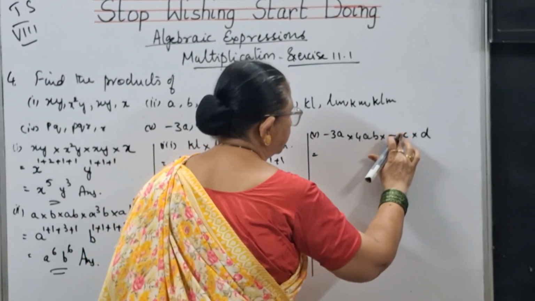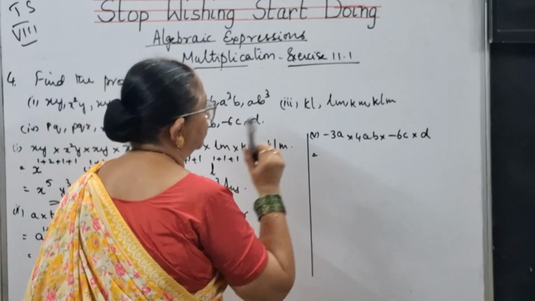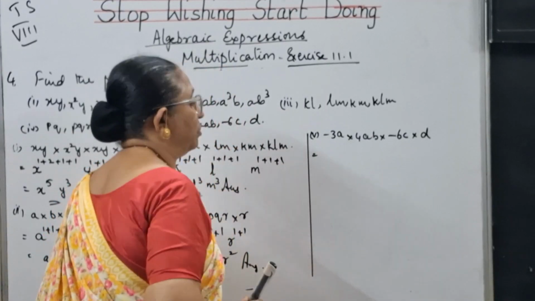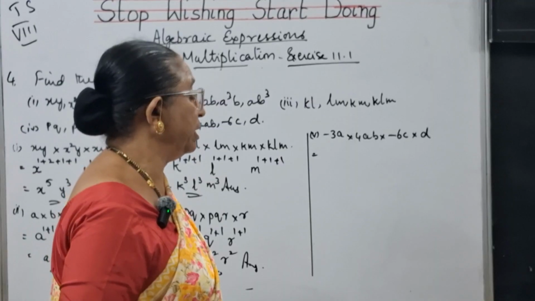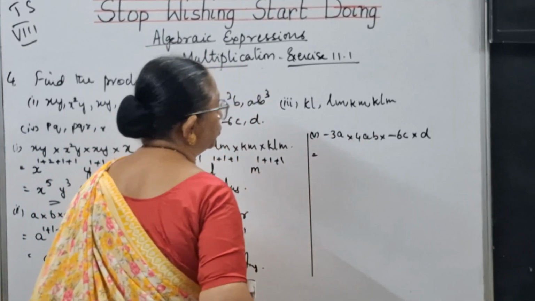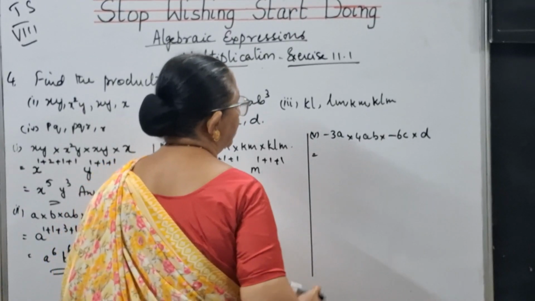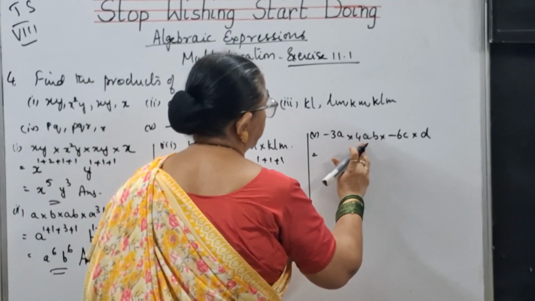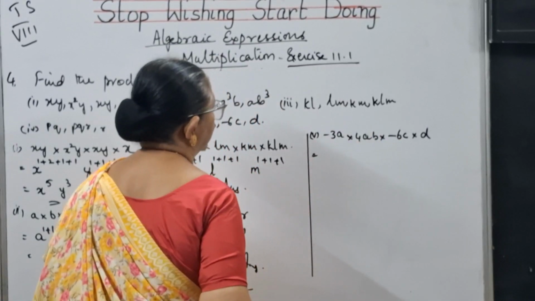What did I say in the previous class? I told that if the negative signs are even, the answer will be positive. If the negative signs are odd, the answer will be negative. So here we have got 1 and one more, that is 2. 2 is even, so the answer is positive. So no need to worry. Now what you have to do is multiply the numbers. 3 4s are 12, 12 6s are 72.